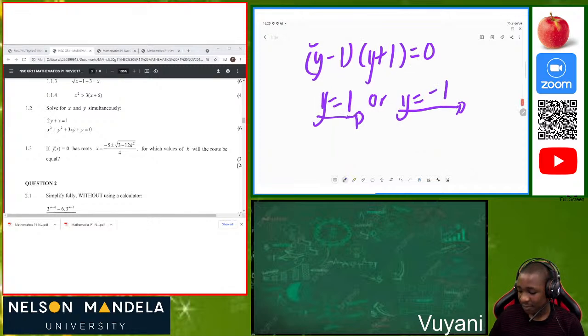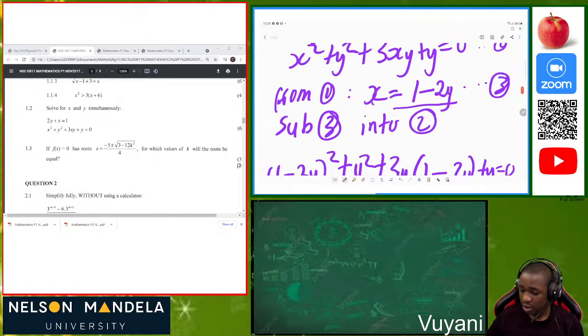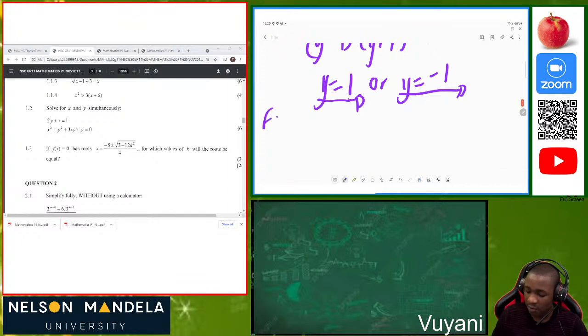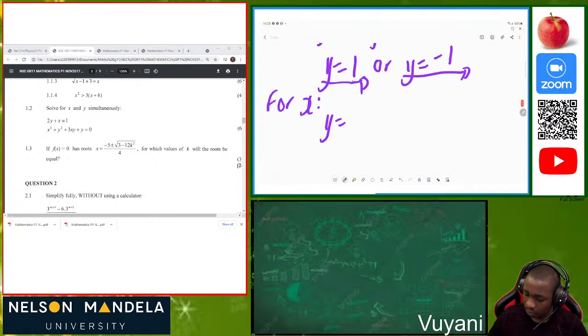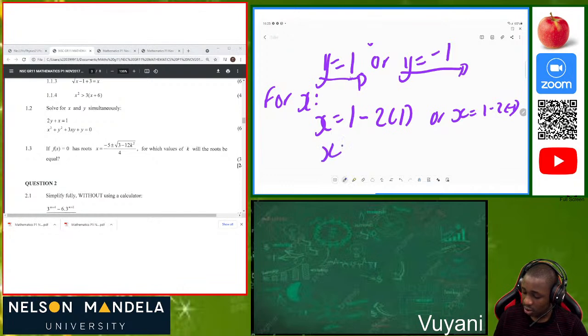But you are not yet done. Remember, this is only the y values. Now we want the x values. It won't be hard now, it's easy because we have the y values. For x, x will be equal to 1 minus 2 times 1, or x will be equal to 1 minus 2 times negative 1. You can use your calculator, or 1 minus 2 is just negative 1, or x is equal to positive 3.